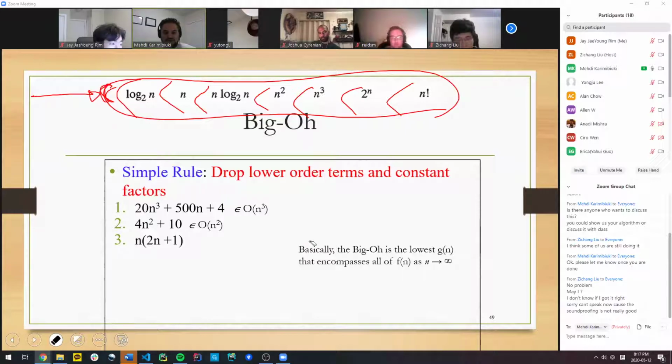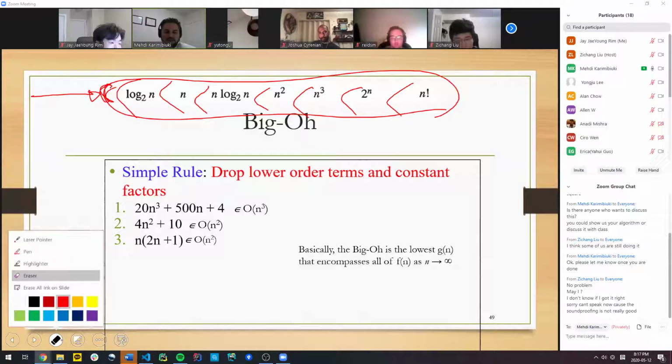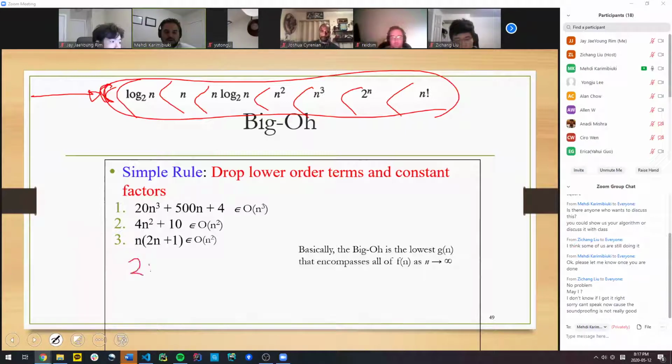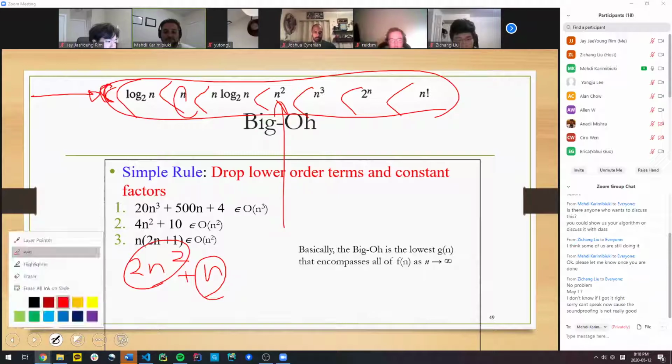You know, same here, n squared. So that's n times 2n plus 1. So that's going to be 2n squared plus n. And n squared is growing much faster than n, right? So for that reason, the big O notation would be to pick the biggest one, which is n squared versus this one. All right.